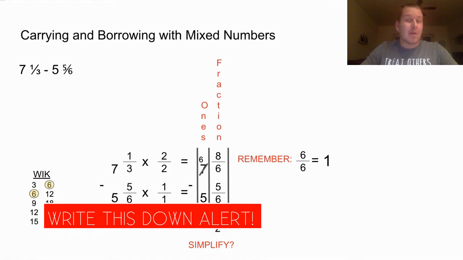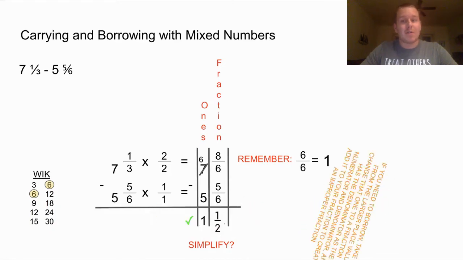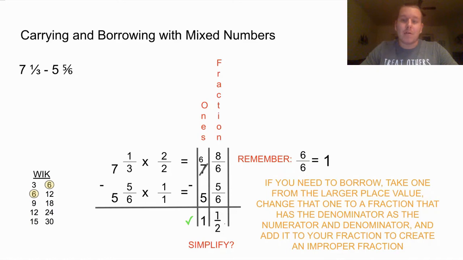So if there's one thing that I would remember from this example and write down in our journal, it is that if you need to borrow, take 1 from the larger place value and change that 1 into a fraction. So change it to 5 over 5, 7 over 7. In our case, we did 6 over 6. That has the denominator as the numerator and the denominator. Then you're going to add your fraction to create an improper fraction. Something that helps me is to take the denominator and add it to the numerator to give me my new improper fraction. And that might be helpful for you.